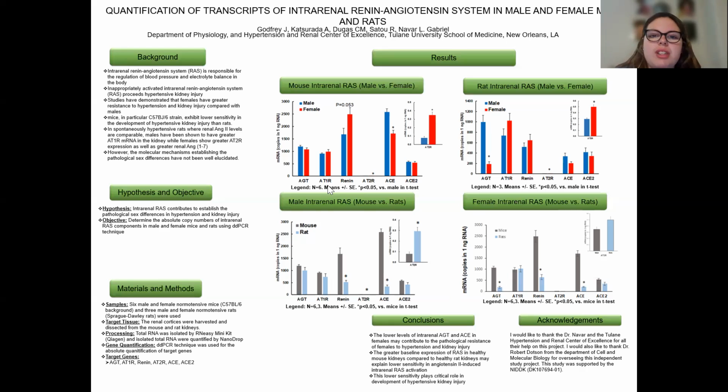So what do these numbers tell us? These findings suggest that intrarenal RAS component expression is dependent on both sex and species. These differences could account for the different pathological severities under hypertensive conditions. Female resistance to hypertension and kidney injury, for instance, may be supported by these lower levels of AGT and ACE seen in the study. Moreover, the lower sensitivity to angiotensin 2 induced intrarenal RAS activation and kidney injury of mice might be supported by this greater baseline expression of renin and ACE that is seen.